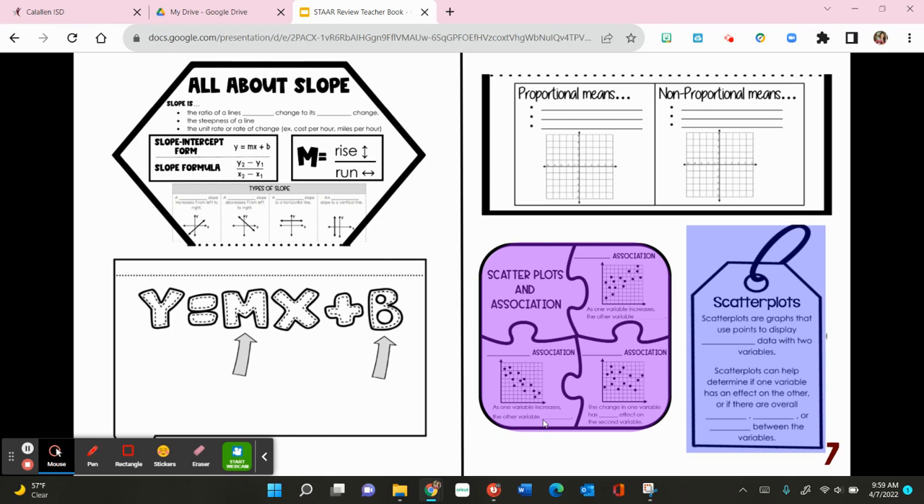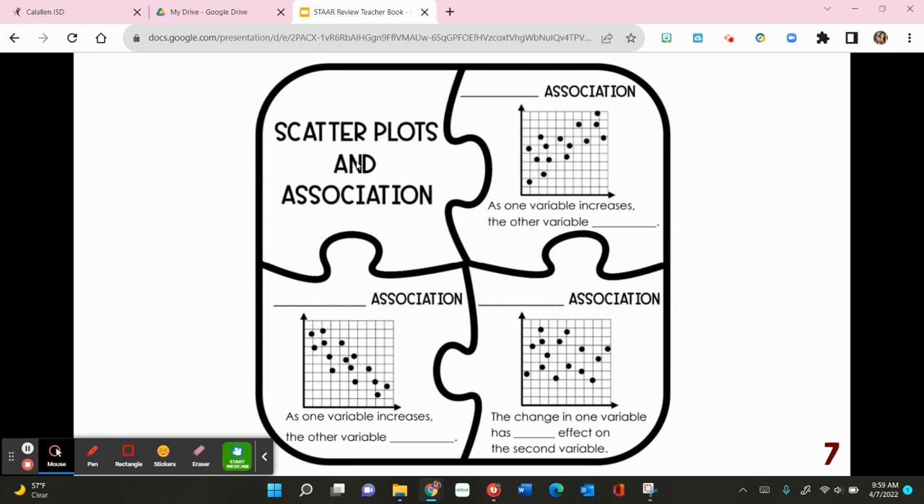So we're going to look at the puzzle piece first, which is Scatterplots and association. So we have three types of association when it comes to Scatterplots. We have positive association, negative association, and no association. So looking at this one here, I see that these points follow a positive trend line. So here, this is a positive association.